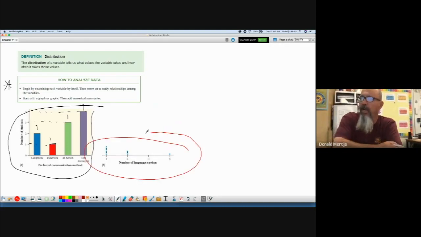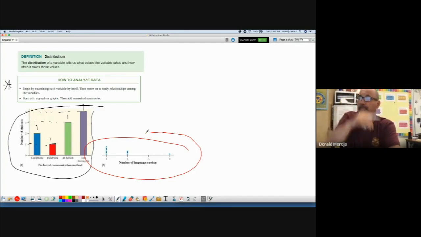Okay? If you look at example B over here that I'm going to circle in red, now they said, how many languages do you speak? Is that categorical or quantitative? Answer the question. How many languages do you speak? 3, 4. Oh, I answered with a number, therefore it is quantitative. Quantitative is answered with a numerical value.